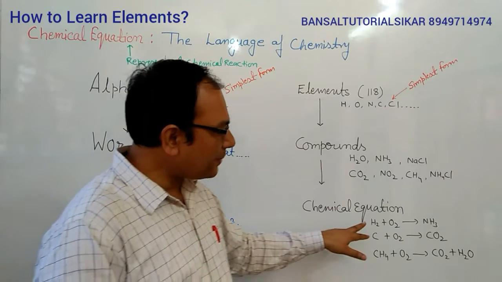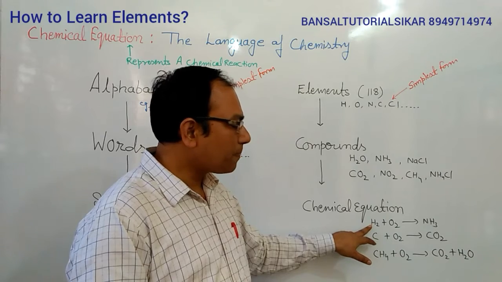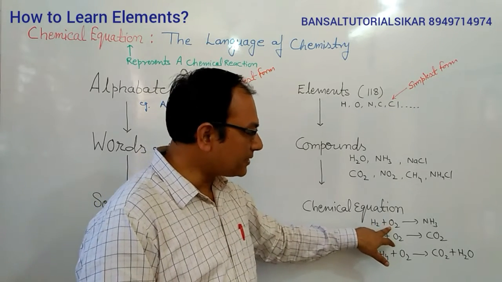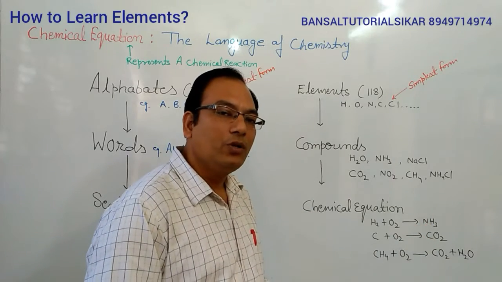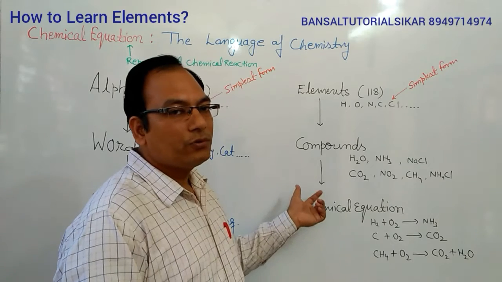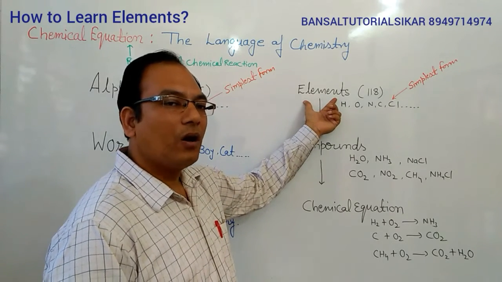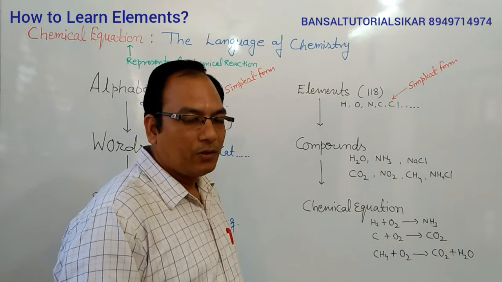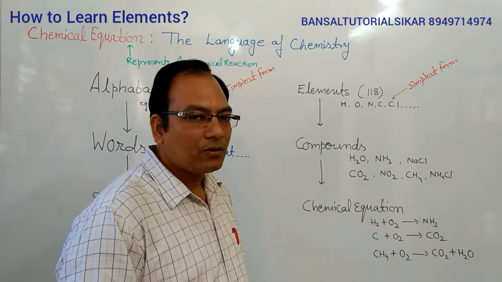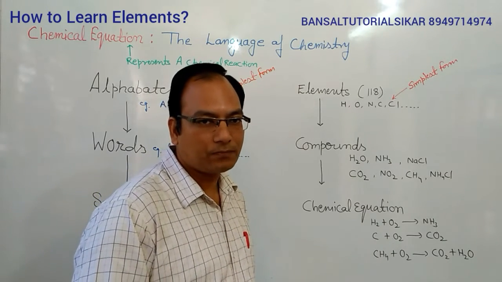We can understand this chemical reaction because we know what is this, and what is this. So to write a chemical equation, we have to know about the symbols of different elements. So let us start to understand the different types of elements and their symbols.